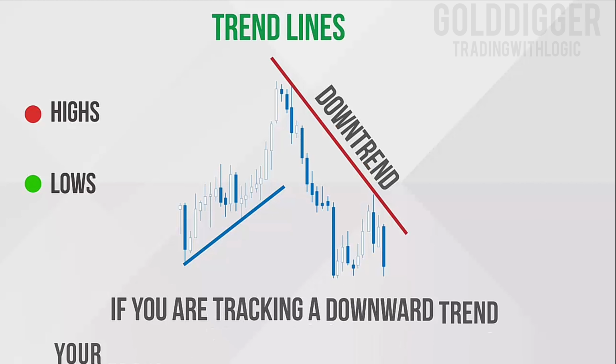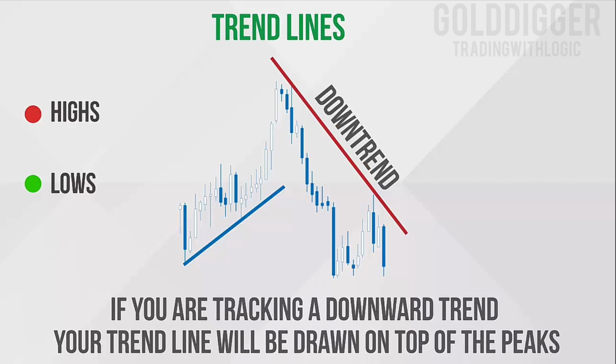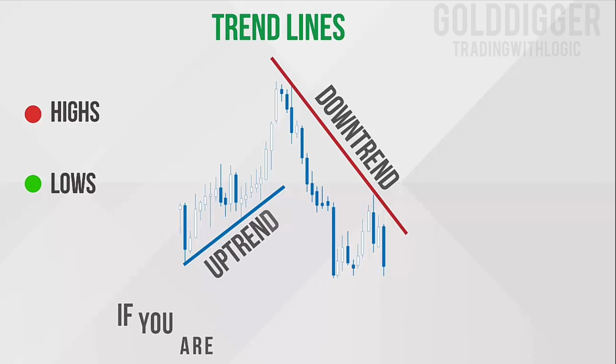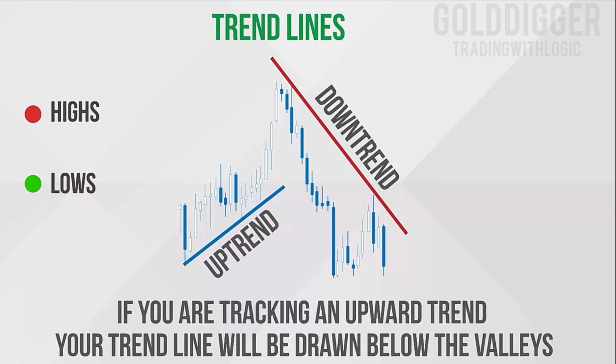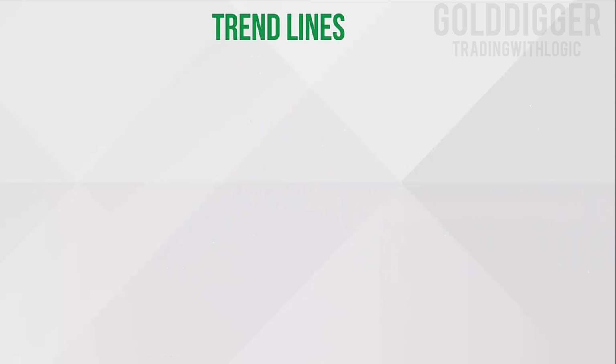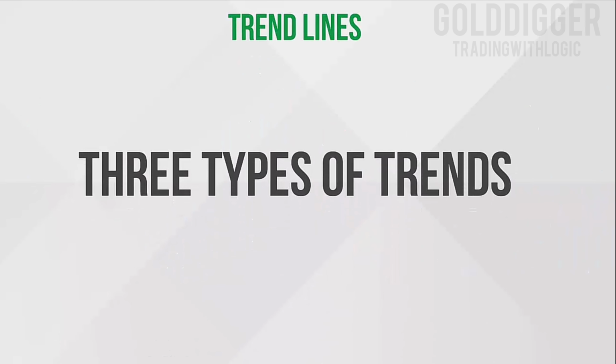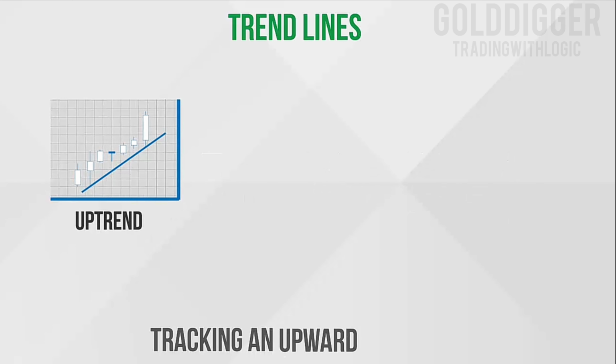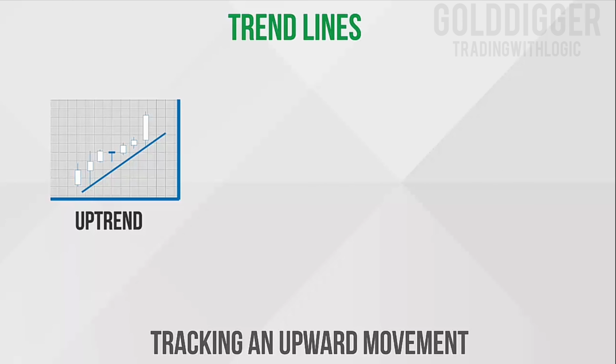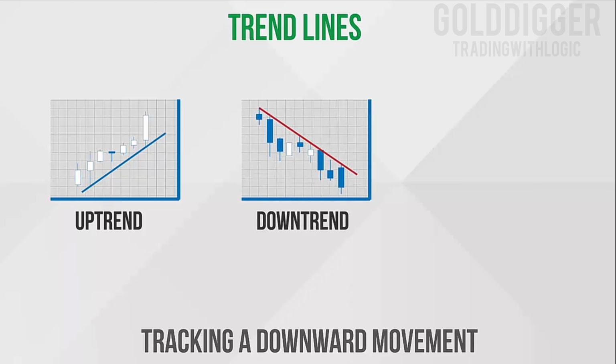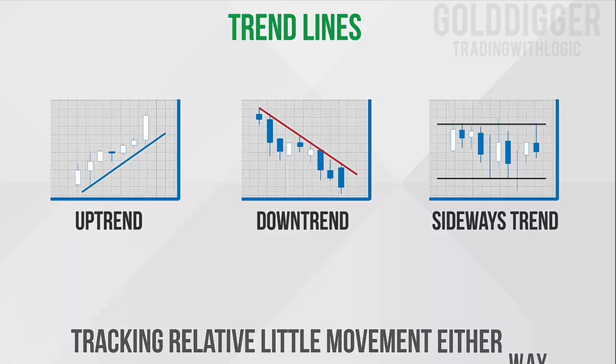If you were tracking a downward trend, your trend line will be drawn on top of the peaks, and if you were tracking an upward trend, your trend line will be drawn below the valleys. There are three kinds of trends that you will need to analyze as a Forex trader. Uptrends, tracking an upward movement. Downtrends, tracking a downward movement. And sideways trends, tracking relatively little movement either way.